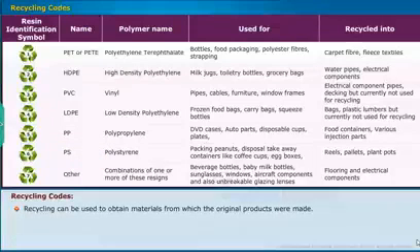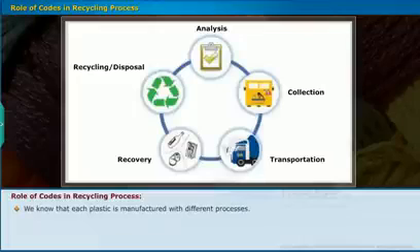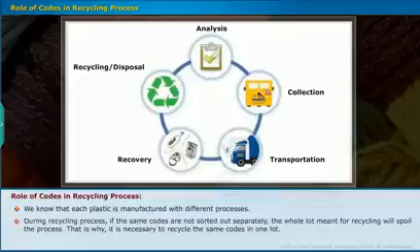Recycling can be used to obtain materials from which the original products were made. Here, let us study the role of codes in the recycling process. We know that each plastic is manufactured with different processes. During the recycling process, if the same codes are not sorted out separately, the whole lot meant for recycling will spoil the process. That is why it is necessary to recycle the same codes in one lot.